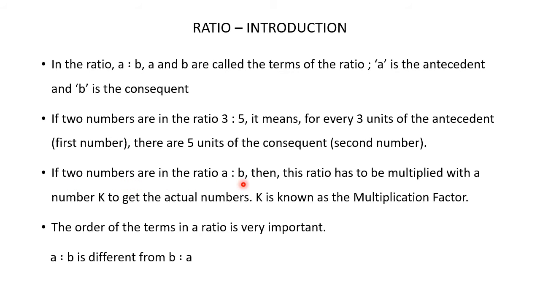If two numbers are in the ratio A is to B, then this ratio has to be multiplied with the number k to get the actual numbers. K is known as the multiplication factor. The order of the terms in a ratio is very important. A is to B is different from B is to A.